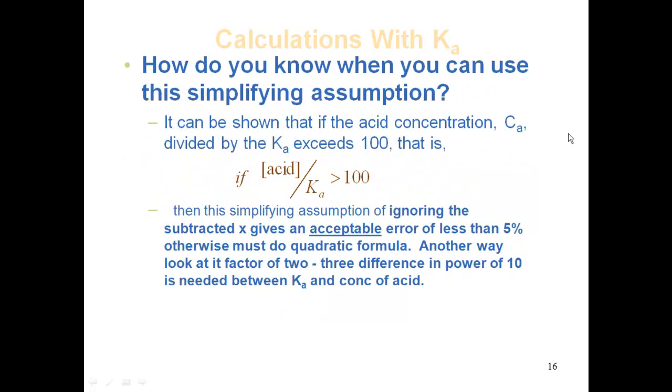So how do you know when you can simplify the assumption? How do I know that I can say 0.012 minus X is equal to 0.012? How do I know that I can get rid of the X? What we're going to do is compare the concentration of your acid to the Ka. So I'll take the concentration of my acid and divide it by my Ka, and if it's greater than 100, then it's okay. I can neglect X.